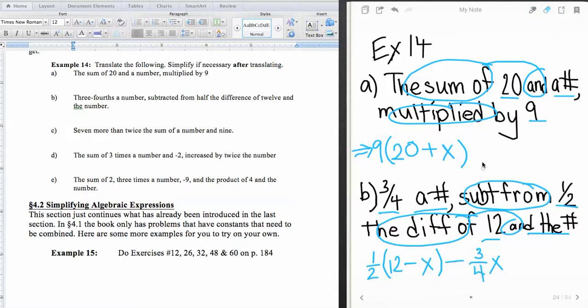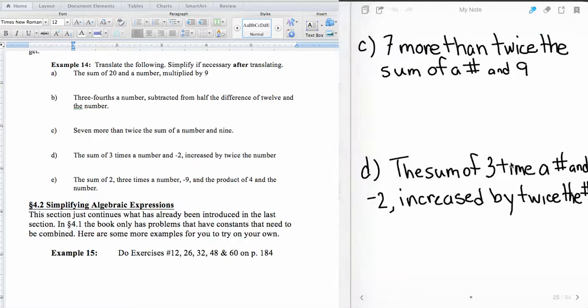The only thing I have left out here is the fact that we're going to let our x be equal to our number in each and every case. You always should define that. All right, now let's go on to part C here.